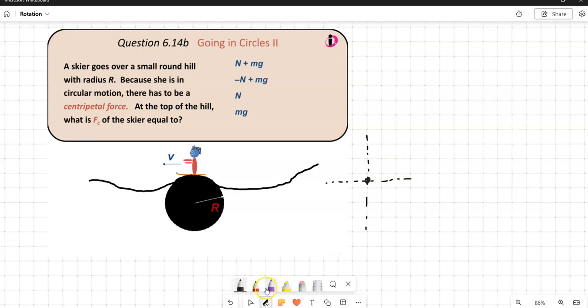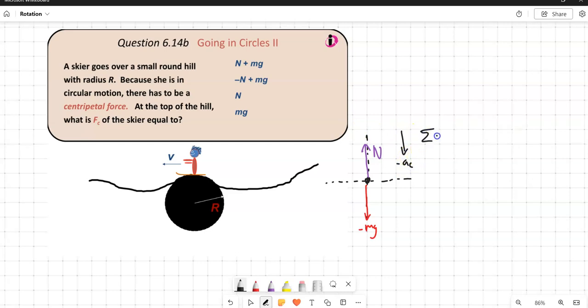We don't need the x direction stuff, but mg is down. The normal force is up. But the center of the circle right here is below the skier. So the centripetal acceleration is in the negative y direction.